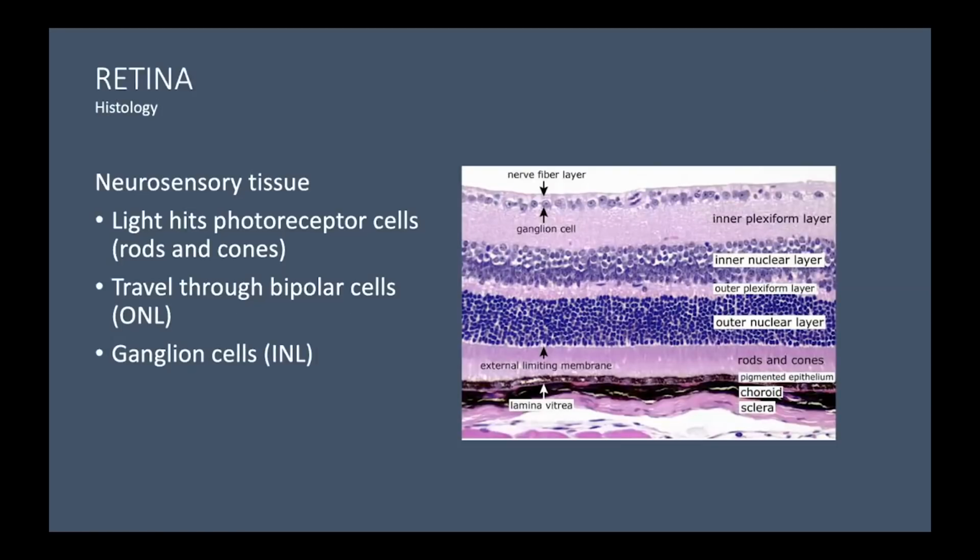This is another way of characterizing the layers of the retina, looking at a histologic section where you can see the photoreceptors, the bipolar cells in the outer nuclear layer, and the ganglion cells in the inner nuclear layer. And the nerve fiber layer is the most superficial, shown here.